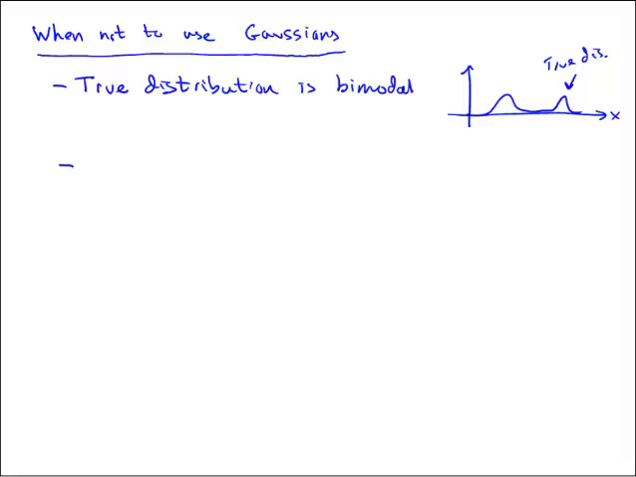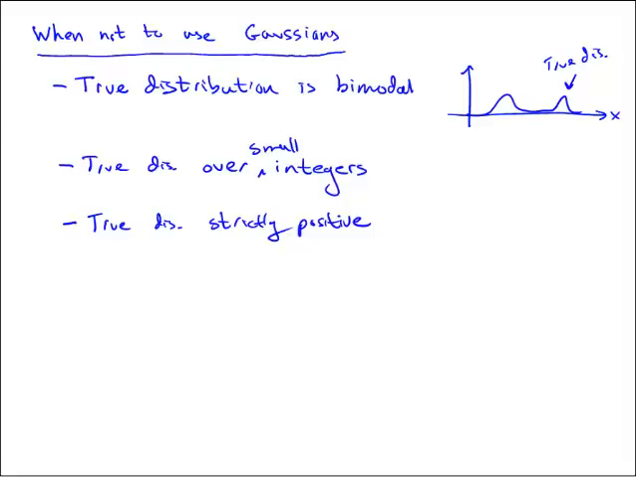Secondly, a Gaussian is a bad idea if your true distribution is a distribution over small integers. In this case, you're probably better suited to a Poisson distribution. And the third case is when your distribution is strictly positive. So, things like waiting times, the random variable that corresponds to how long you have to wait for the bus if you have just arrived at the bus stop. A waiting time is always positive. Therefore, it will not be well fit by a Gaussian distribution because the Gaussian distribution assigns non-zero probability to negative numbers.